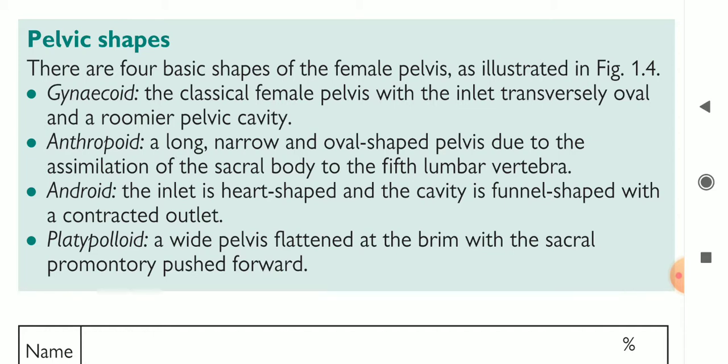Number one is gynecoid. Gynecoid is the classical female pelvis with the inlet transversely oblique and a rhomboid pelvic cavity. As they said, it is transversely oval with a rhomboid pelvic cavity. It is a very favorable shape of the pelvic cavity, and mostly 50% of ladies have this shape, and it is very favorable for normal delivery.